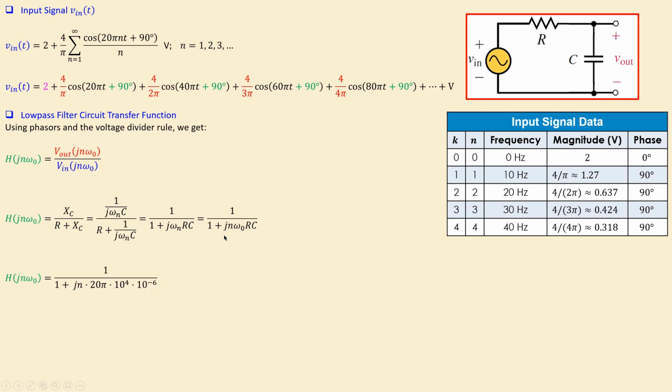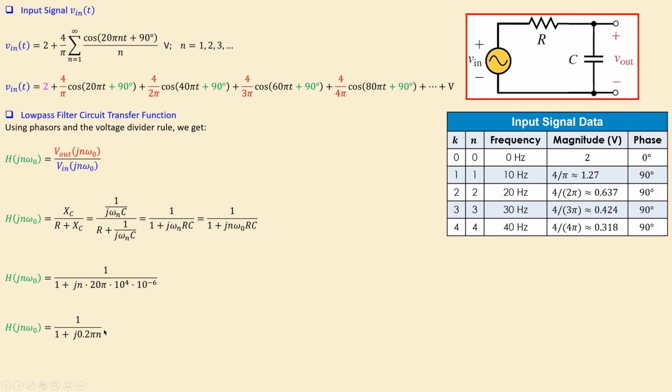Now, if I substitute the values for this example, what do we have? We have 1 over 1 plus jn, which is just the number of the associated harmonics, times 2 pi, which is omega_0, that's the fundamental frequency, 10, times 10,000, which is 10 kilo ohms, this is the resistor, times the capacitor, which was 1 microfarad, which is 10 to the power minus 6. So I have now all the necessary values included in this expression. If I simplify this, I get 1 over 1 plus j 0.2 pi n. That is what we have.